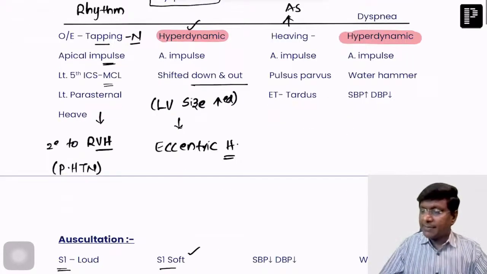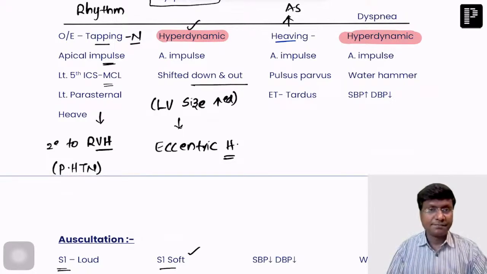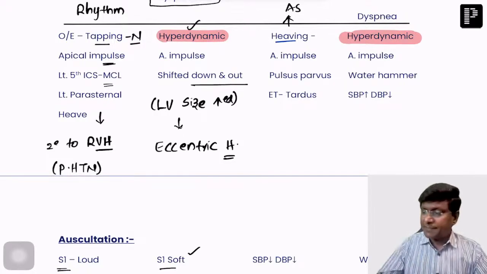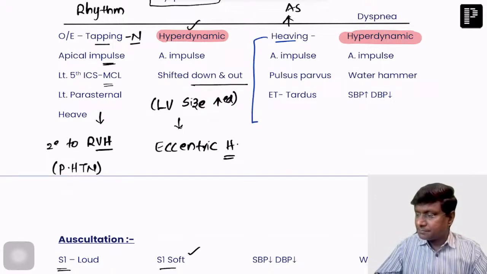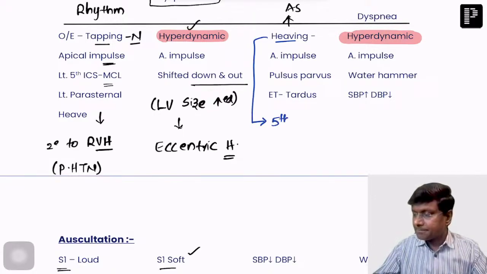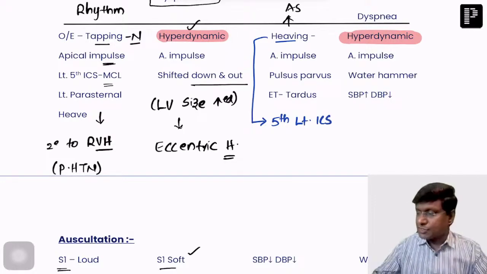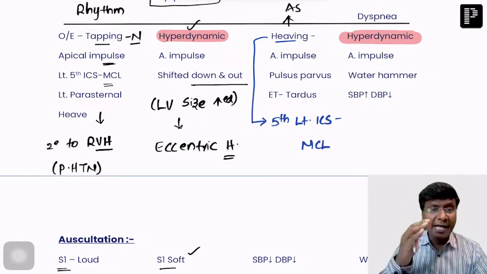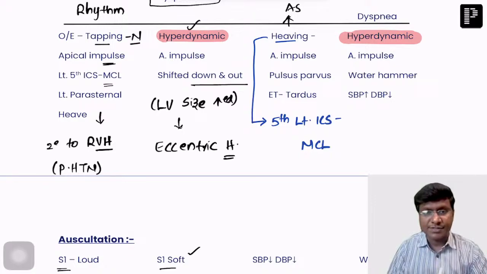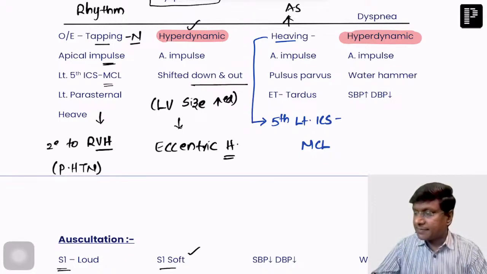Okay. Next, coming to the apical impulse, you will have a heaving type of apical impulse. And this heaving type of apical impulse is felt in the fifth left intercostal space, mid-clavicular line, where you'll have sustained uplift of the finger. That is called heaving type of apical impulse. And the characteristic pulse will be pulsus parvus et tardus.